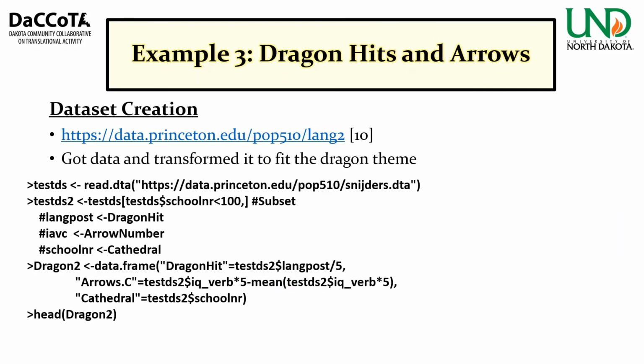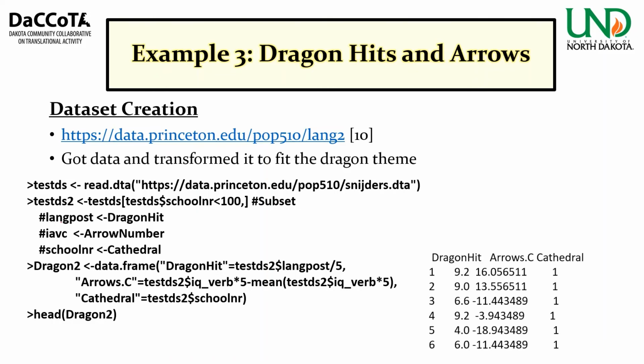So just some of the data, I read it in, I subset it, and then I change some variables, like this language post to dragon hit, our arrow number in cathedral, switch things around. Essentially what we have here is our Y variable, dragon hit, arrows is our X variable, and cathedrals is our random effect.